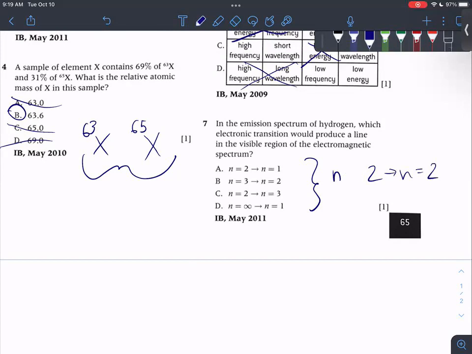Sorry, let me rewrite this. When n is greater than 2 to n equals 2, you get spectrum in the Balmer series. And that is going to be our visible. So the only one that goes to n equals 2 is B. So it's going to be B. And that is the answer to all of these.